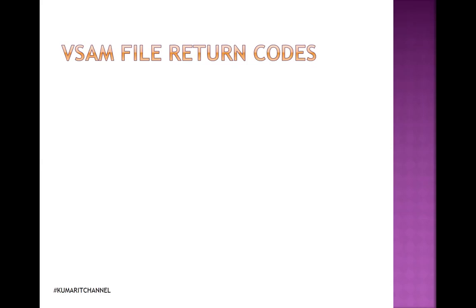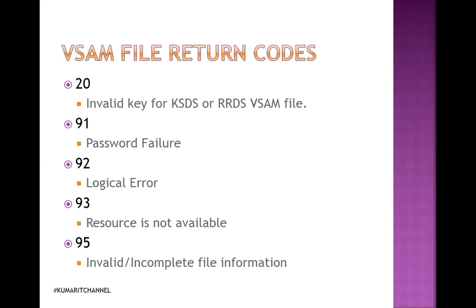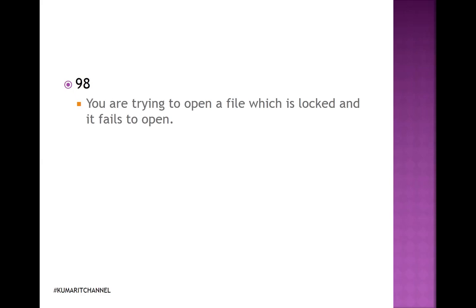And now let's look at the VSAM codes. 20: invalid key. You have entered a key in an invalid format, so suppose 5 bytes is expected and you're passing 6 bytes, then it throws an error with 20. And 91 is a password failure. 92 is a logical error. 93: resource is not available. 95: invalid or incomplete file information. 98: you're trying to open a file which is locked and it fails to open.